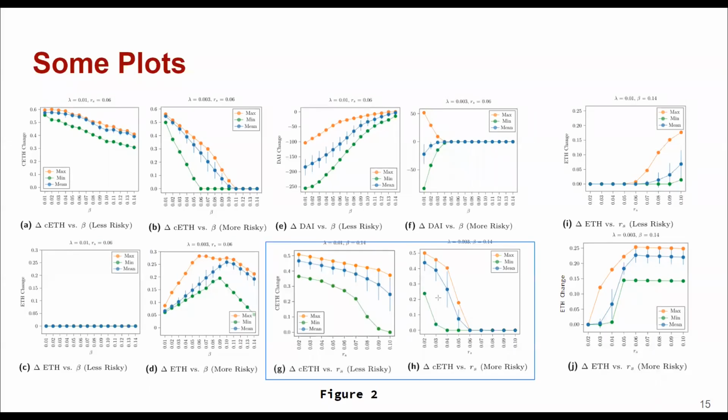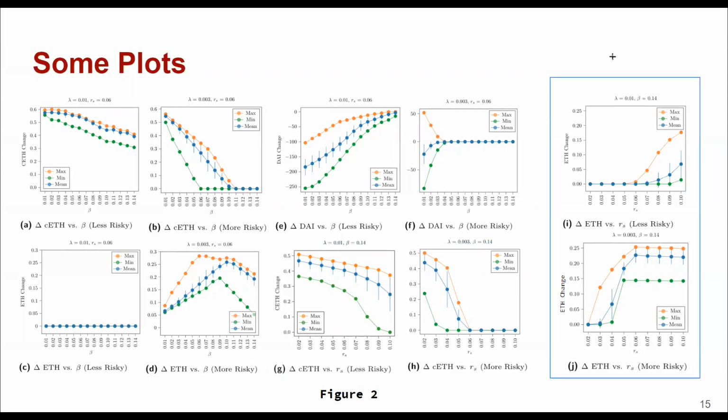Now we see the impact of stability rate RS on investor assets. In figures 2G and 2H, as RS increases, an investor's mean CETH change decreases because it becomes prohibitively expensive to open a CDP for minting DAI. In figures 2I and 2J, we see that any change in RS does not affect mean ETH change directly, but mean CETH change reduces as RS increases. This is because an investor prefers to invest in ETH instead of CETH at higher RS values. Because of this, mean ETH change increases and then flattens out.